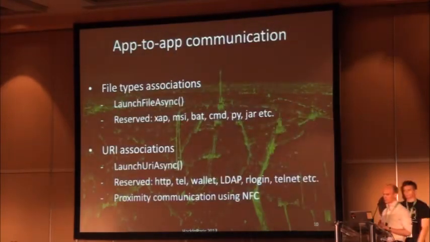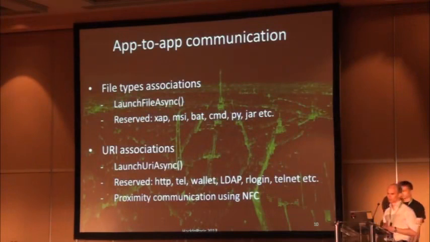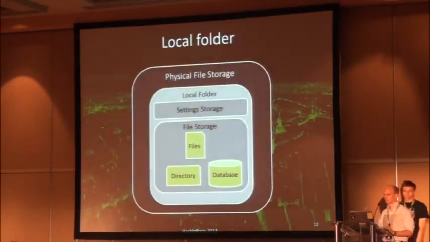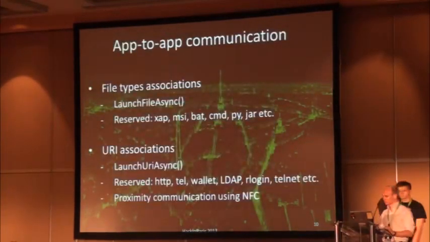App-to-app communication is actually limited to two scenarios: file type associations and URI associations. So, every application can register that it can handle certain file types or certain URI schemes, and when another application tries to open a file of this type or launch a link of this URI scheme, the first application will be launched. This communication is handled by the operating system, so applications don't know anything about each other. And what is more, when an application handles files, it can't access the original file, it can only copy it to its local folder.